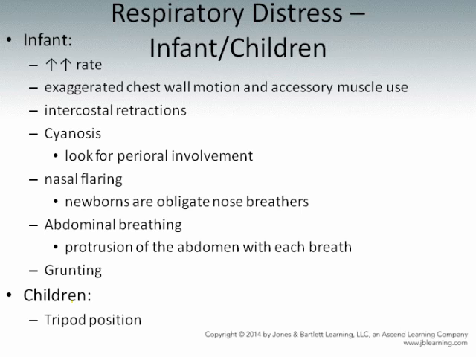Usually you have the parents or the significant others or the family or the child caregiver who is telling you that they're not breathing the normal way they breathe.